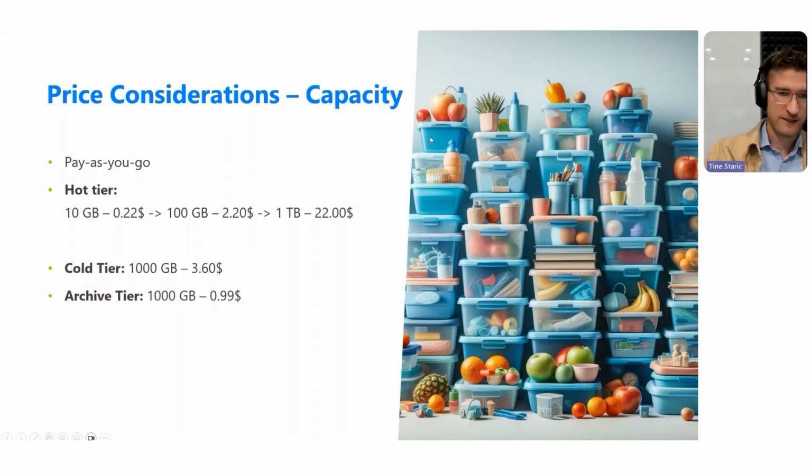And you can see the prices here are scaling linearly. So 10 gigs, 22 cents, 1 terabyte, $22. And you can also already see that if we switch to colder tiers, a terabyte of data goes for $3.60 in a cold tier and 99 cents in an archive tier. So again, I would say roughly above 500 gigabytes is where maybe I would start looking into optimizing storage with colder tiers.